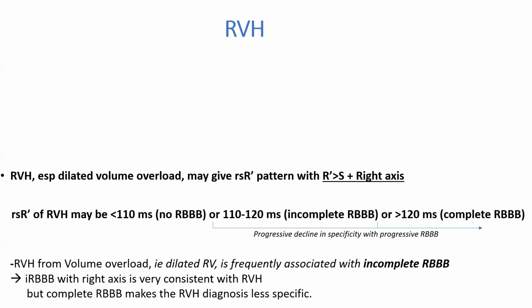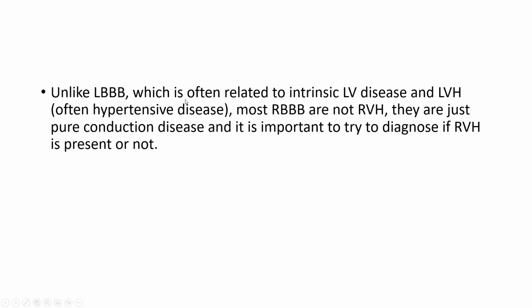Most often, left bundle branch block is not pure conduction disease. It is conduction disease with some myocardial disease, most commonly LVH. Could be more dilated cardiomyopathy and systolic dysfunction. A right bundle branch block is different, and that's why it's hard to make the RVH diagnosis with right bundle branch block, simply because right bundle branch block is most often a pure conduction disease. So unlike left bundle branch block, which is often related to intrinsic LV disease and LVH, often hypertensive disease, most right bundle branch block are not RVH. They are just pure conduction disease, and it's important to try to diagnose whether RVH is present or not.